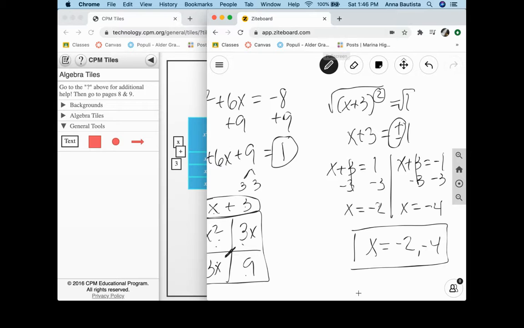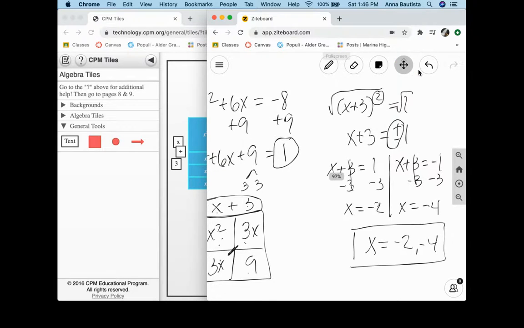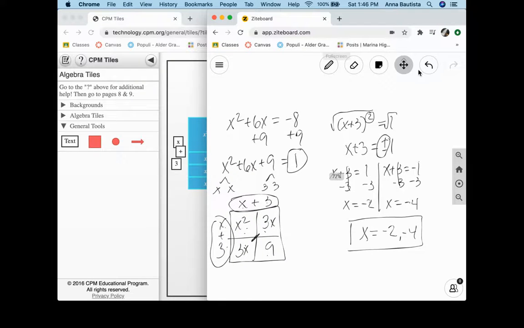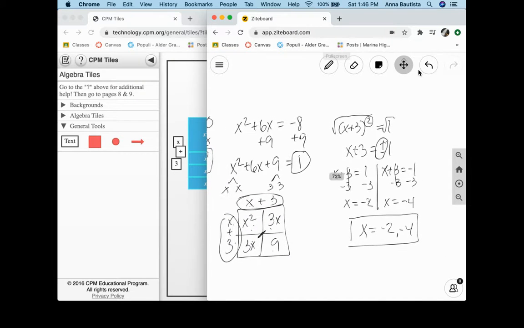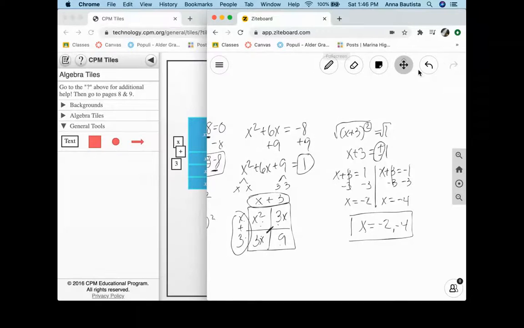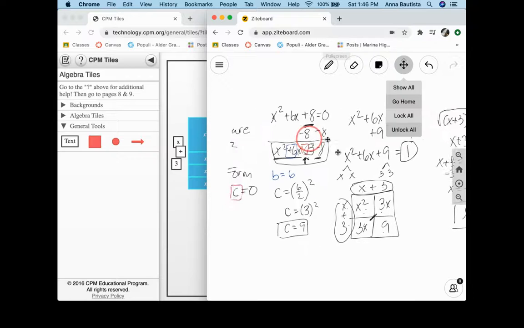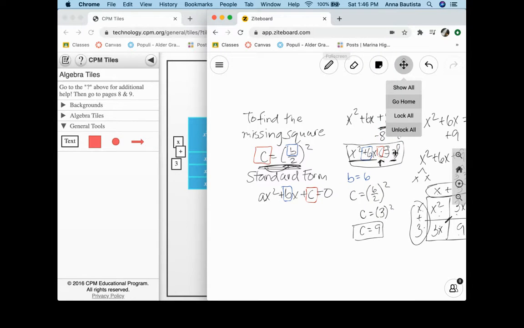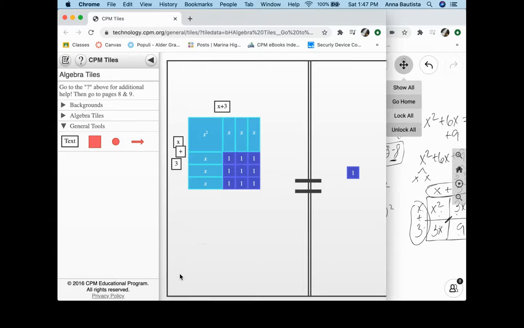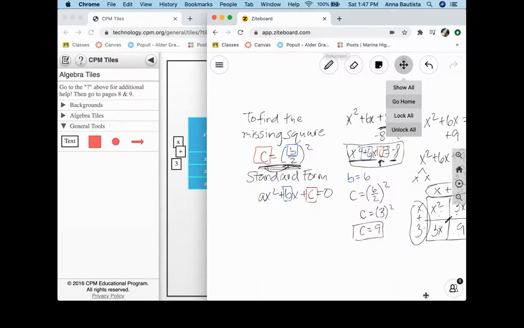So this was a way to show you how to complete the square and solve for your x values using a brand new formula, which was this right here: c equals b over 2 squared. I hope that made a lot of sense and gave you another way to solve quadratic equations.